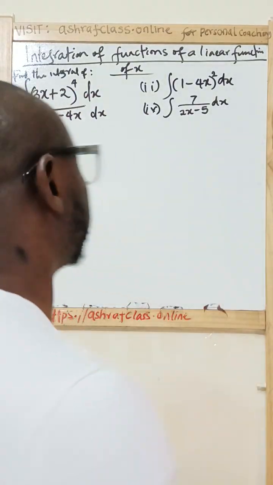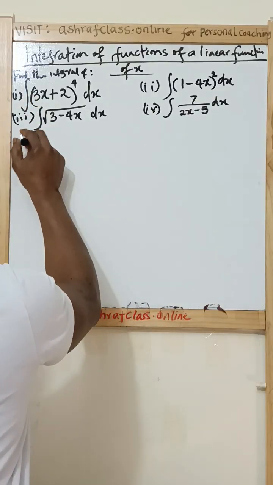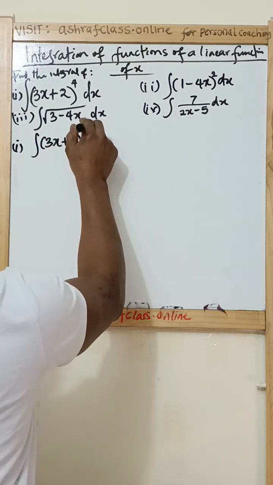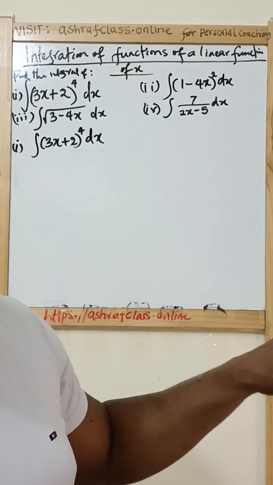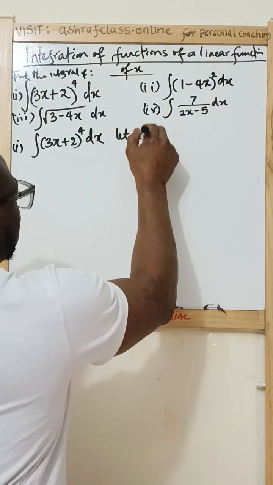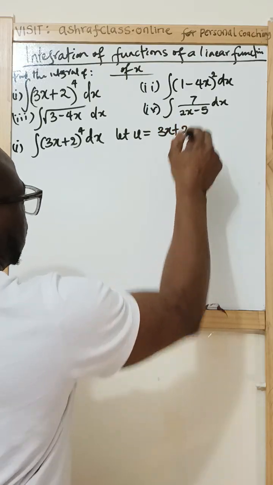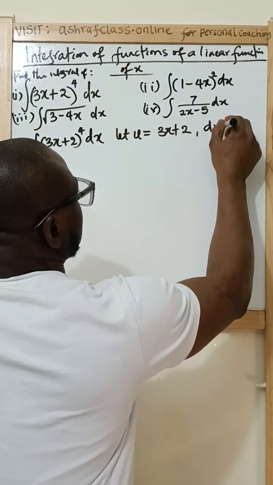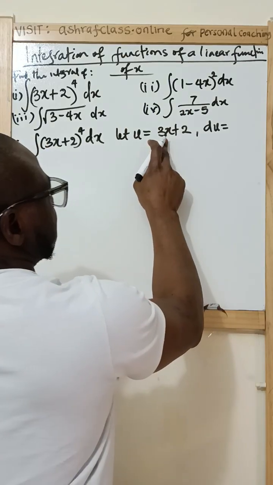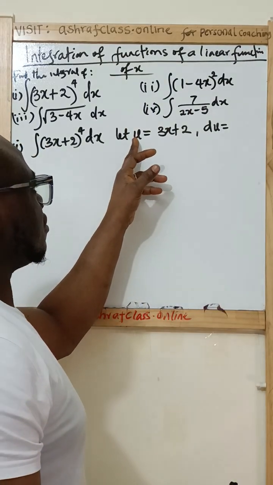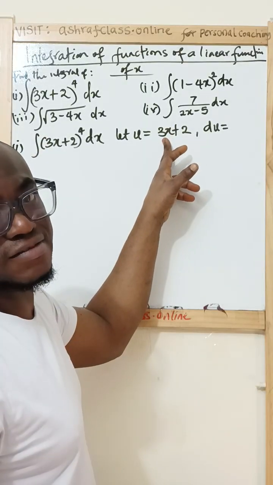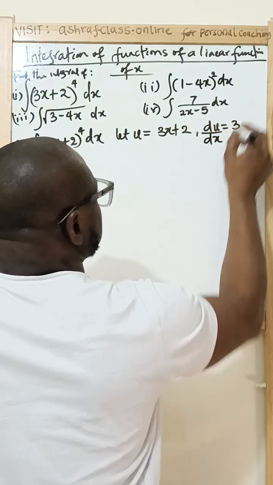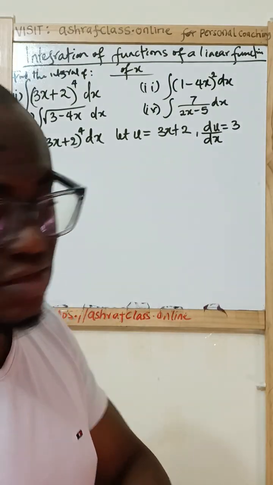Now from here, what are we going to do? For the first one, we have the integral of (3x plus 2) to the power 4 dx. For this expression, you say let u equal 3x plus 2. You will now differentiate this. So du/dx, you differentiate 3x, so that's going to be 3. The derivative of a constant is going to be 0.